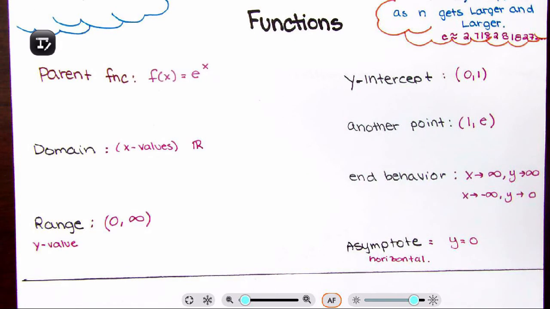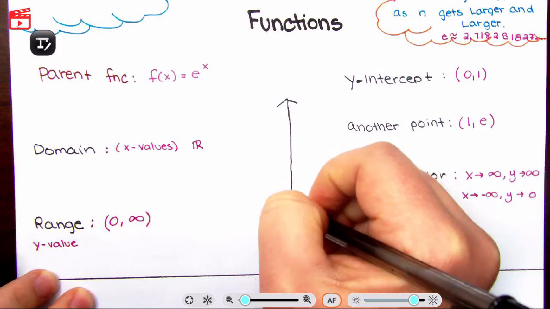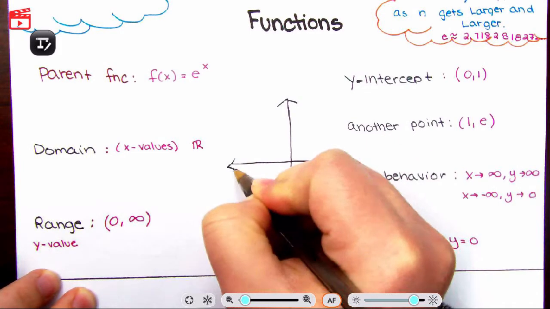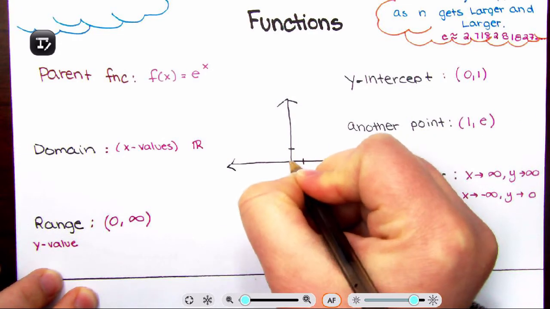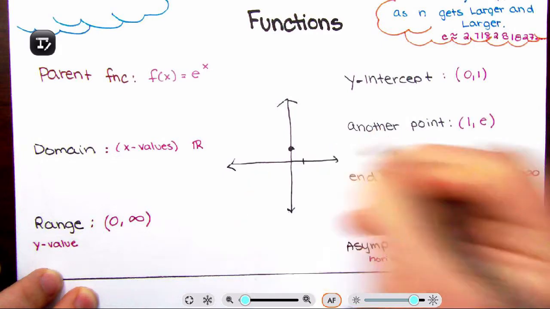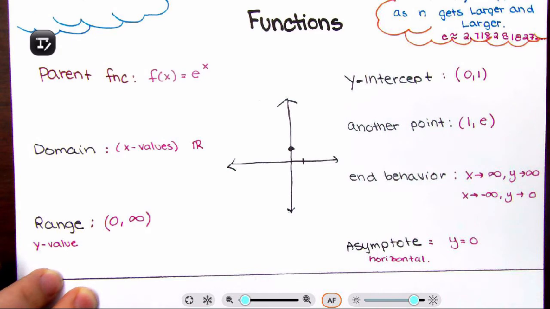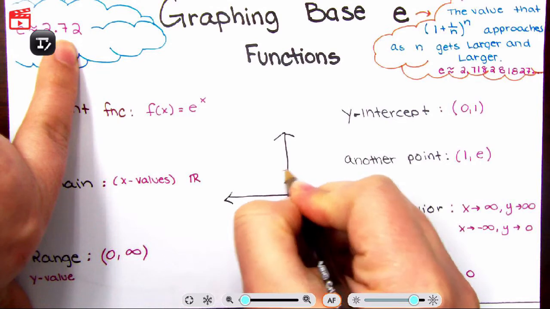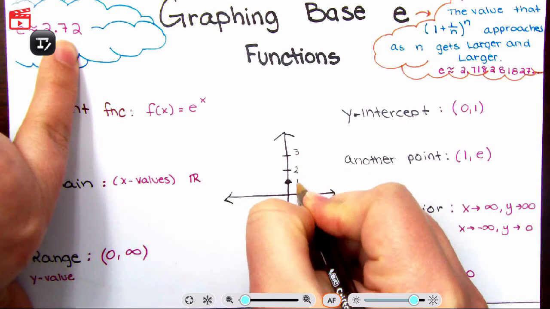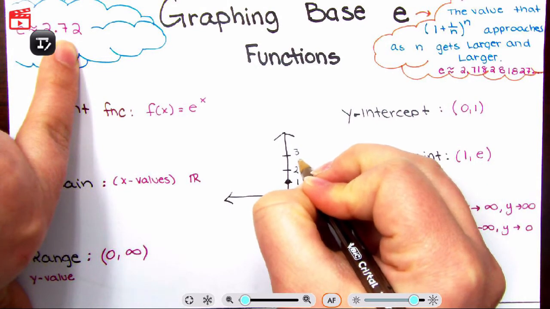So how does this thing look? Let's go ahead and sketch this out real quick to see how this function behaves and looks. Let's start with our 2 points. We have a y-intercept at (0, 1). So here's 0, here's 1. Another point we have is (1, e). So here's 1. This is where you need to recall what e is equal to. e is equal to 2.72. So here's 1, 2, 3. So e is 2.72. If we have (1, e), it's around here-ish.